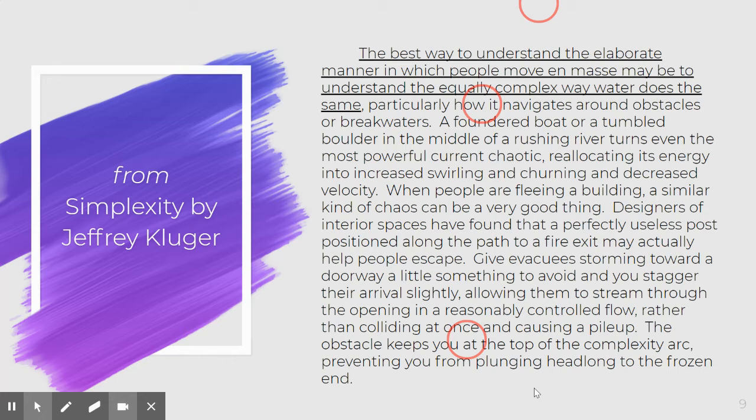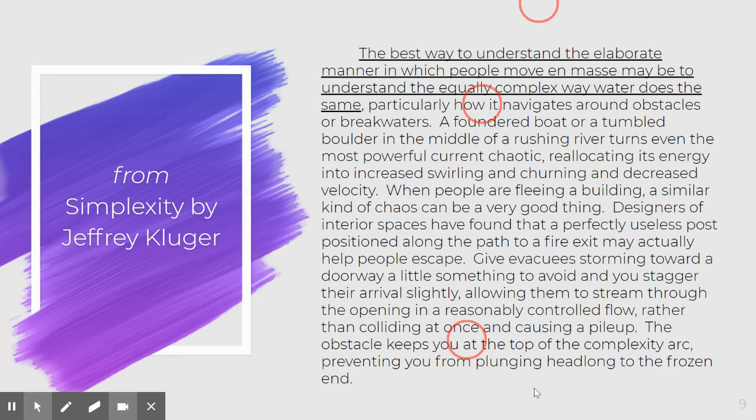And if you figured it out, I've underlined the first part of the sentence. He compares people evacuating to the way water does the same. This is a metaphor. But if we take a deeper look, we can see that he provides further elaboration and examples to indicate that it's an extended metaphor. Can you find that?